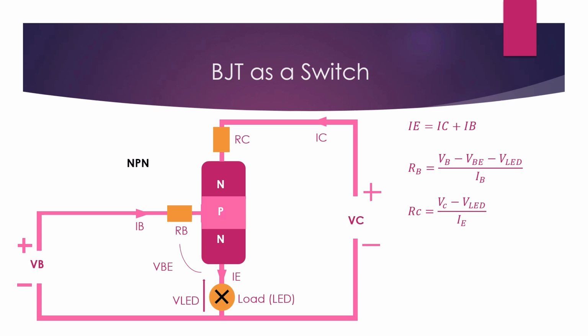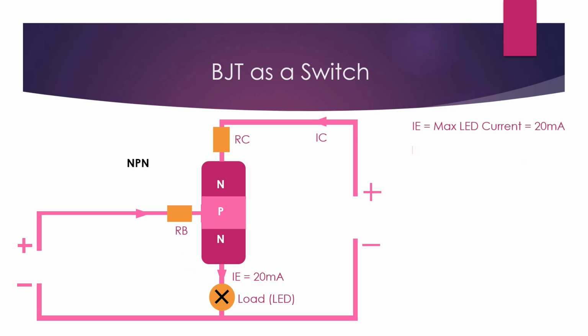Since we are powering an LED which requires current control, emitter current equals maximum LED current equals 20 milliamperes. Let's choose a base current of 10 milliamperes. Note that for turning on a BJT, maximum base current is 40 milliamperes. It is advised to keep the current lower than 20 milliamperes.